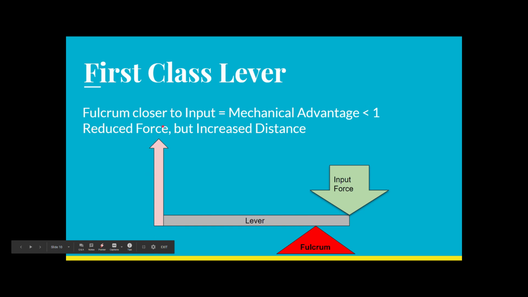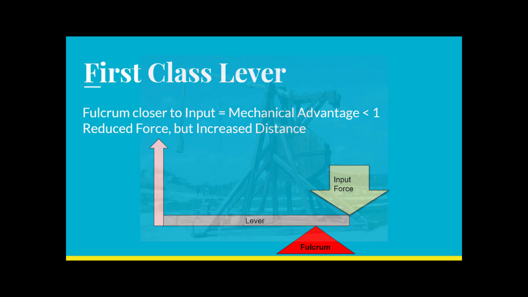Now, you may be asking yourself why you would want to increase the distance, but reduce the force. After all, machines are about making it easier to do work. Well, a trade-off of reducing the force is that when you increase the distance, you also increase the speed. And sometimes you care more about how fast something is moving than about how much force you have. So go ahead and pause the video right now if you need more time to write this down and draw the diagram. Then we can look at an example.